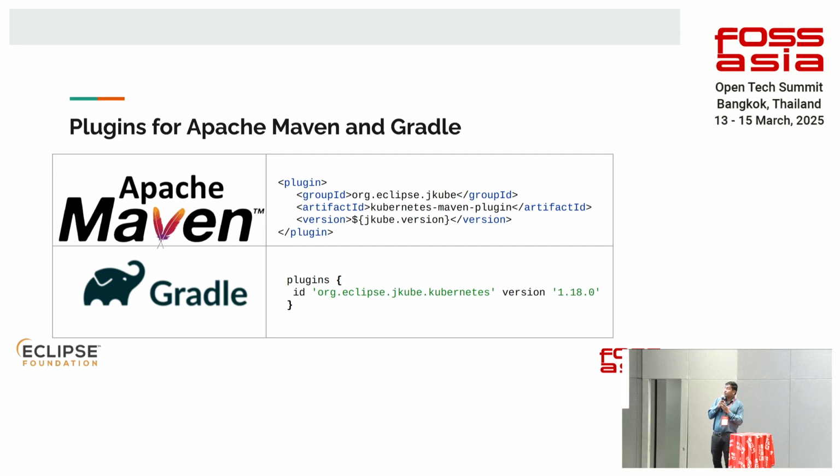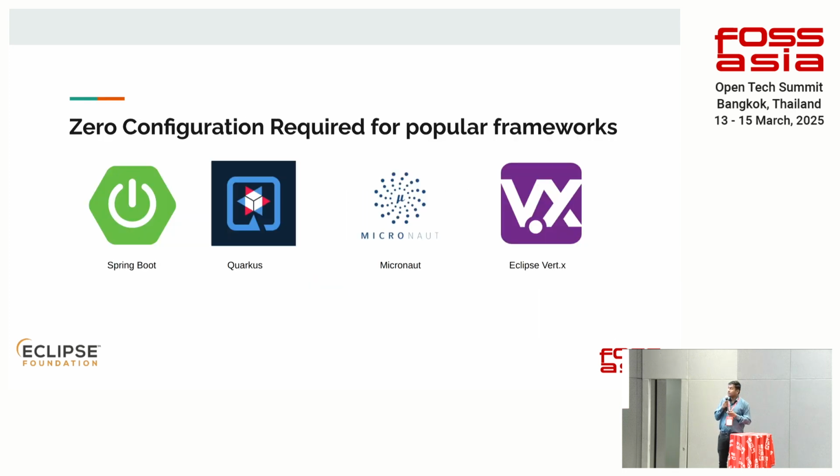Okay, you can use JKube, so it's a tool for your build tool, right? You can add it as a plugin in your project dependencies. If you're a Java developer, you must be familiar with these build tools, Apache Maven and Gradle. You can simply plug these plugins into your project and get started with it.